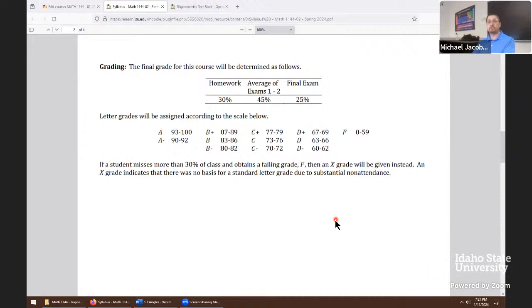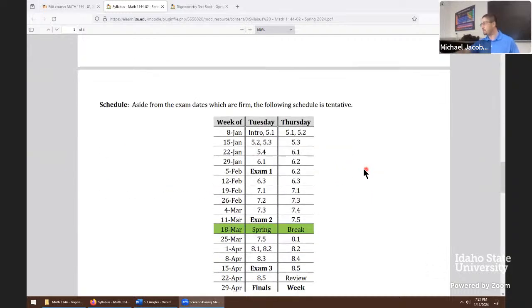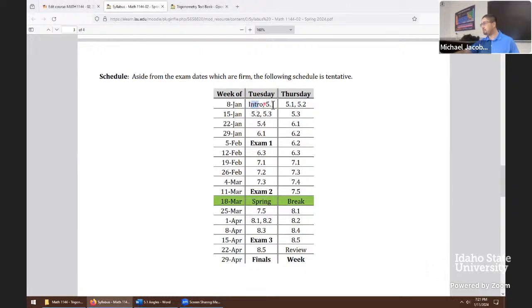Well, this is pretty much our syllabus. If we scroll a little bit further, we're getting into the day-by-day schedule. That's important. Because of the inclement weather, we canceled on this day, so we're going to adjust the schedule a little bit. But the schedule is tentative. The only things that are firm are the exam dates: Exam 1, 2, 3. And our final is going to be on, you know what, I forget.